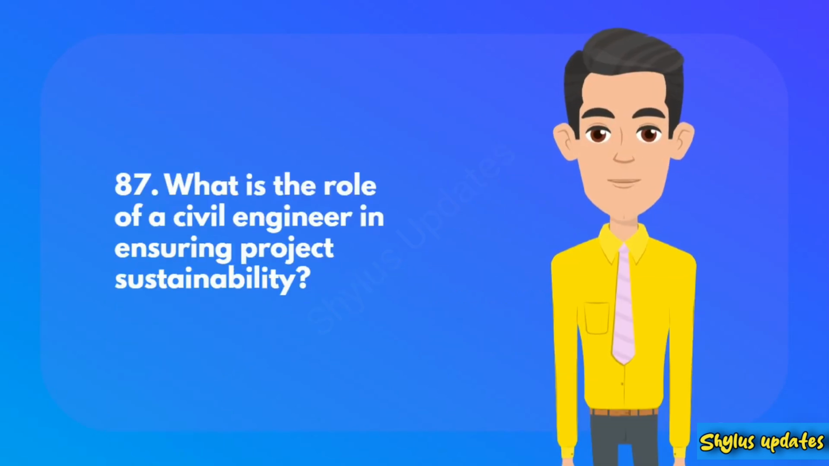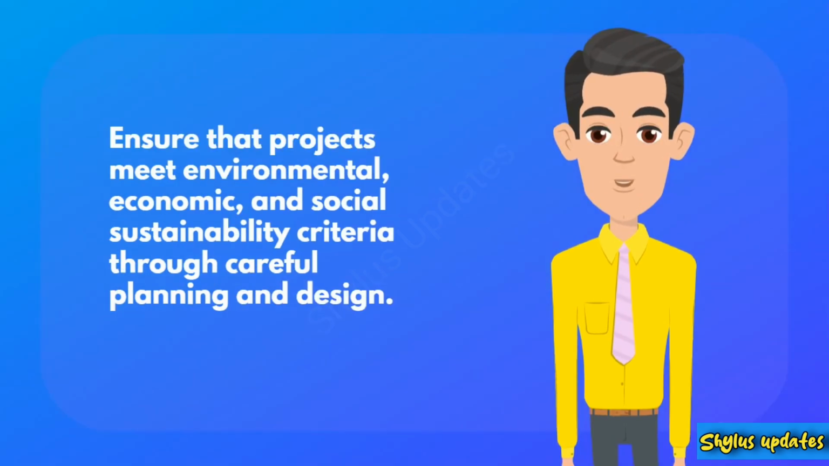87. What is the role of a civil engineer in ensuring project sustainability? Ensure that projects meet environmental, economic, and social sustainability criteria through careful planning and design.